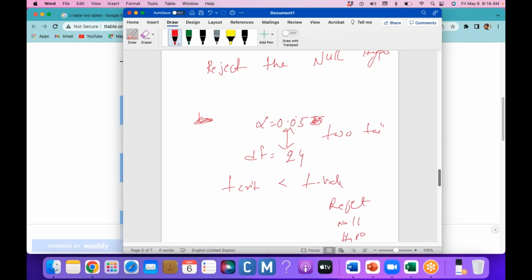That is what we did with the help of the z test and the t test. With the help of the z test and t test, we can accept or reject the null hypothesis and alternate hypothesis. Okay, please note this example, guys.